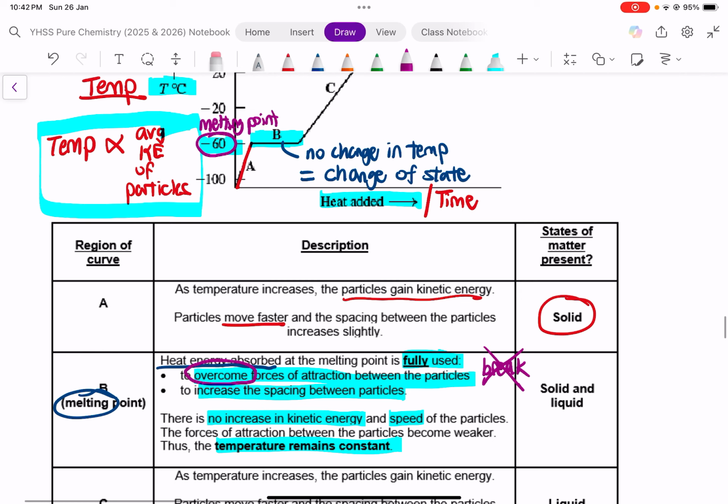So we can deduce the melting point of a substance from the heating curve. We go to the y-axis where temperature is. We look for where the graph becomes flat, where melting happens.